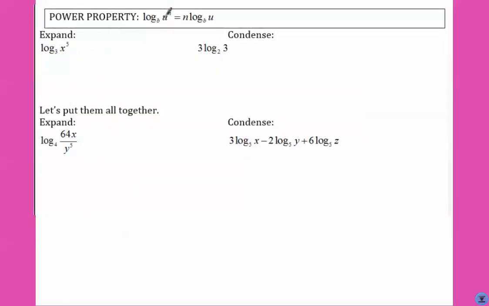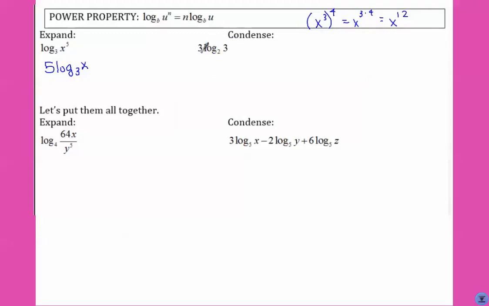Power property. What if we had an exponent in there? So let's say we have x to the 3rd to the 4th power, to another power. We multiply them. So if we have a log to an exponent, we can expand that by writing the exponent out front as multiplication. So log base 3 of x to the 5th would become 5 log base 3 of x.